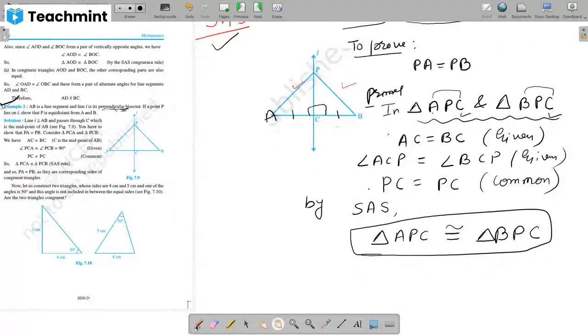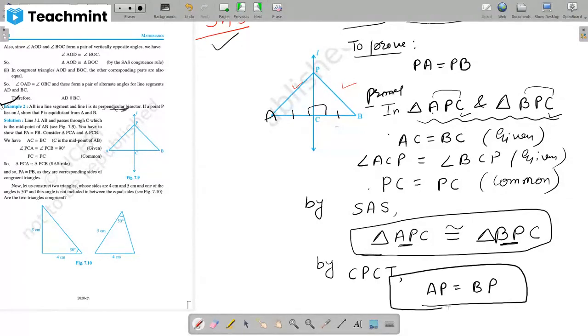Now we can write by CPCT. What is the full form? Corresponding parts of congruent triangles. Very good. Corresponding parts of congruent triangles means now the triangles are congruent, so their remaining corresponding parts are also equal. So we can write AP equals to BP. Now if AP and BP are equal, it means P is equidistant from points A and B. So this we have proved.